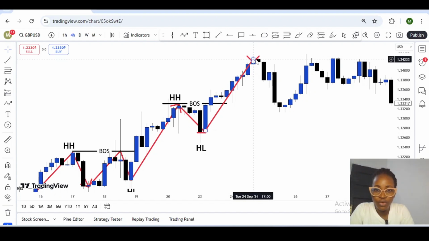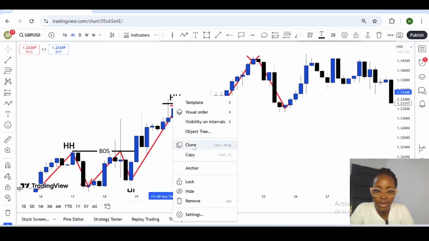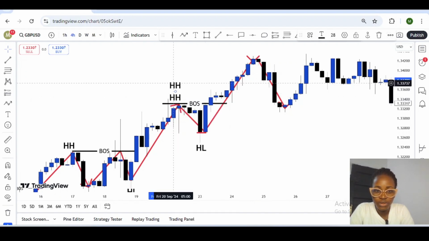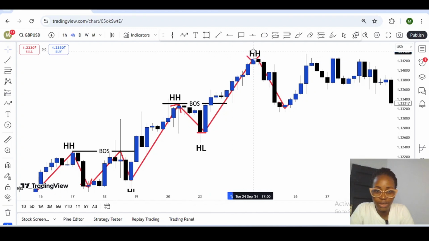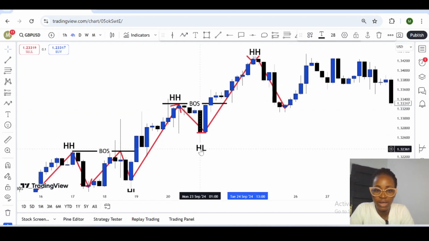Okay, so from here we have a pullback here. So from this point of rejection, from where we have a pullback, we are going to consider this as our higher high. So this is now our recent higher high here. So after a higher high, we are expecting what? We are expecting a higher low, which is a pullback to the upside. This is where price reversed from, to the upside. So this point of reversal is what is known as a higher low.